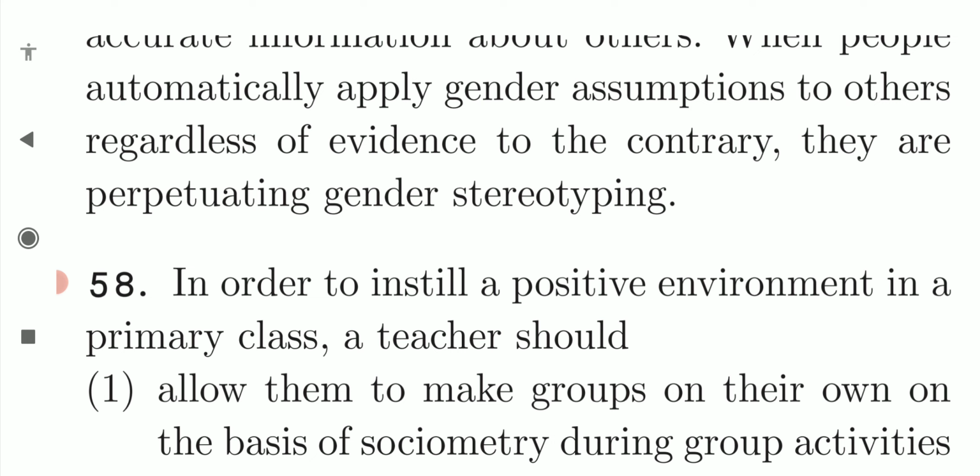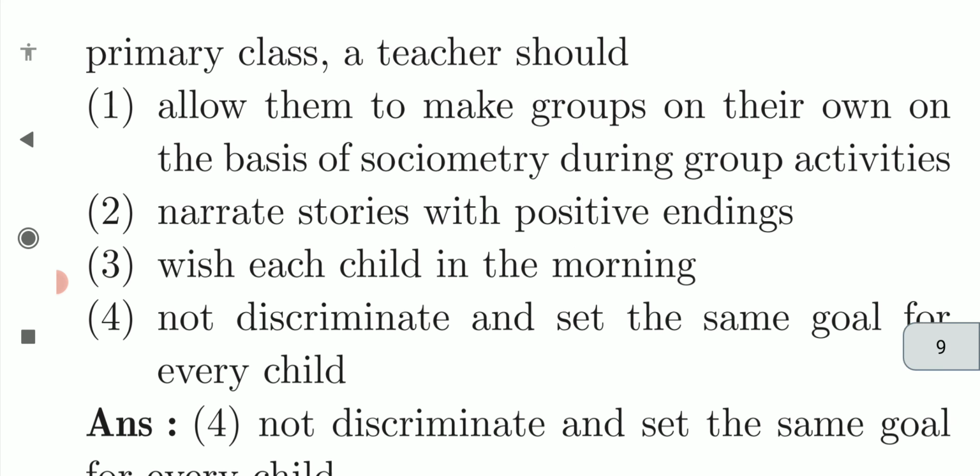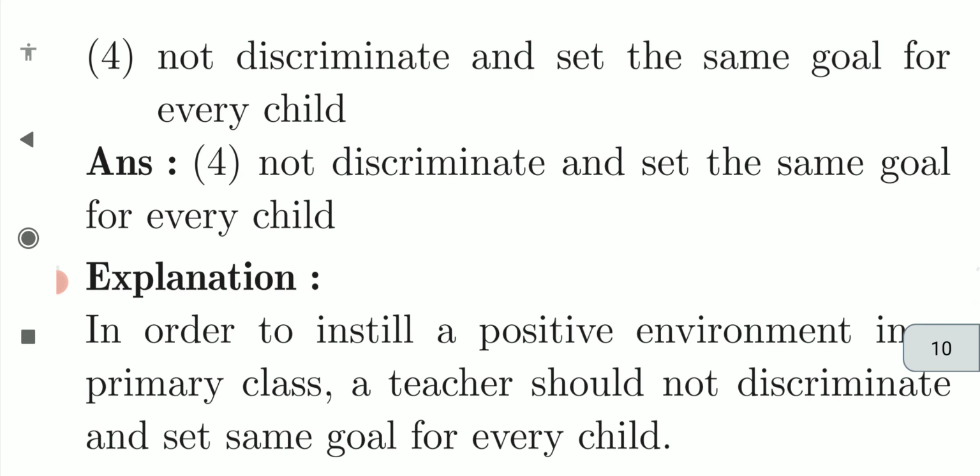Understood? In order to instill a positive environment in a primary class, a teacher should, fourth one, not discriminate and set the same goal for every child. In primary school, teachers should not discriminate any student and should not set the same goal for every child.